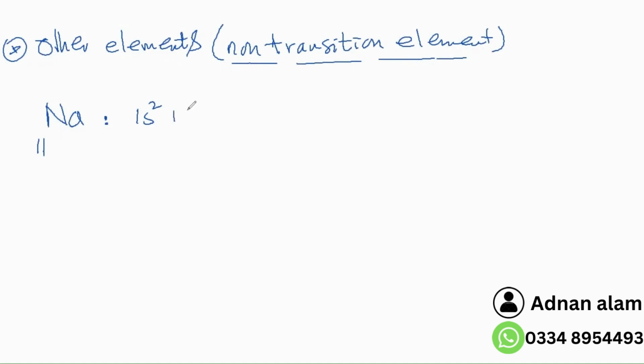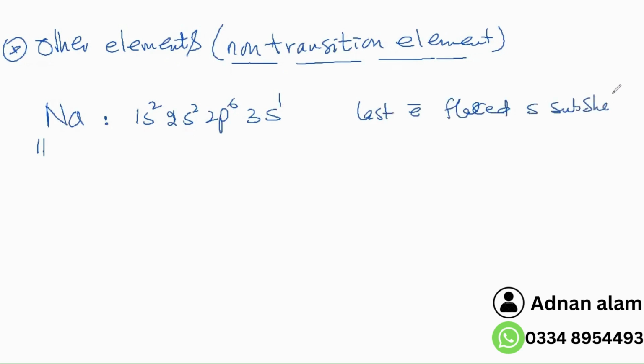So for sodium, we place 1s2, 2s2, 2p6, and 3s1. These are the 11 electrons we place like this. So here the very last electron is placed in the s subshell. So sodium is an s block element.